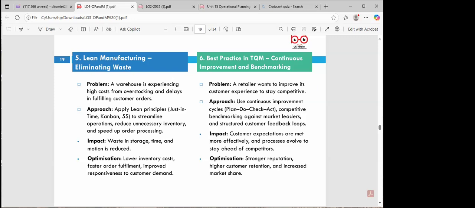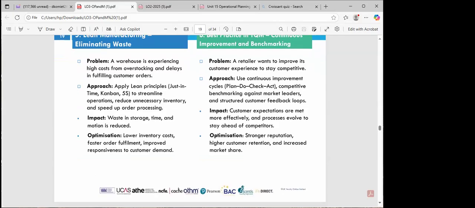Best practice in TQM, continuous improvement. A retailer wants to improve its customer experience to stay competitive. Approach: use the continuous improvement cycle, plan, do, check, act, with competitive benchmarking against market leaders and structured customer feedback loops. Impact: customer expectations are met more efficiently and processes improve to stay ahead of competitors. Very, very important.